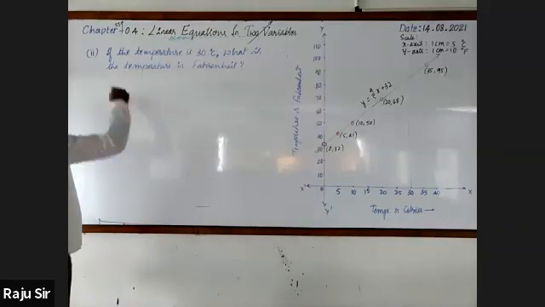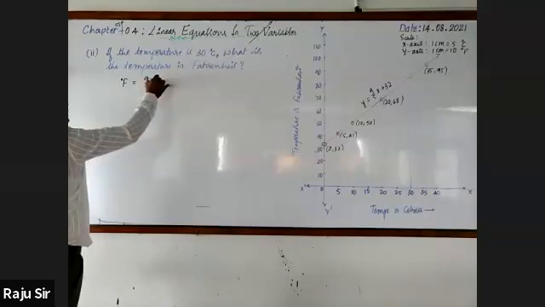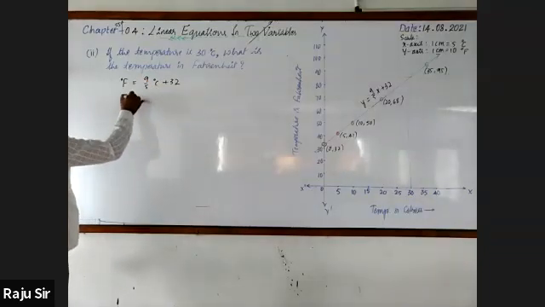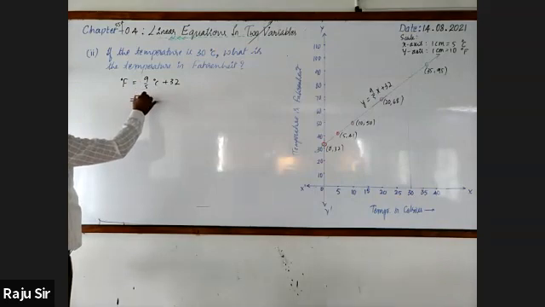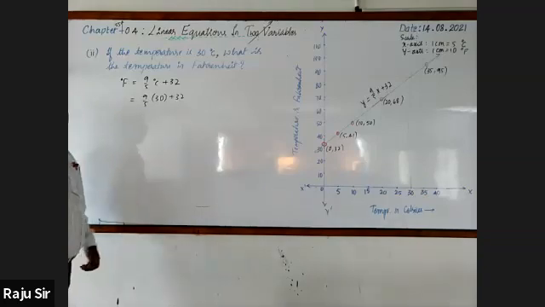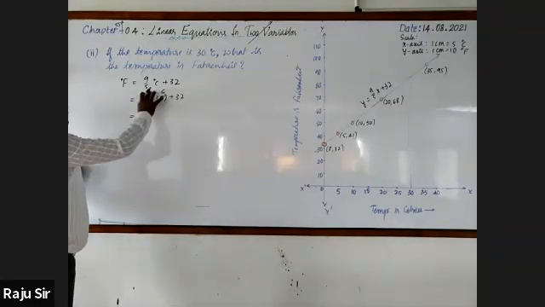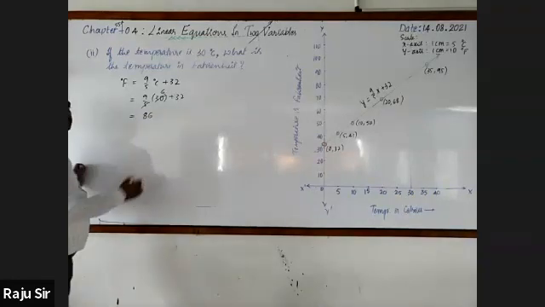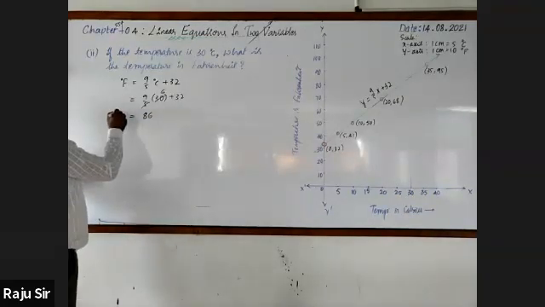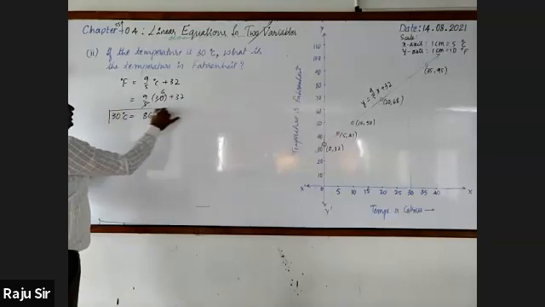You know that degree Fahrenheit is equal to 9 by 5 degrees Celsius plus 32. Temperature is given in Celsius: 9 by 5 into 30 plus 32. Let us calculate. 6 9s are 54, plus 32 is 86. Yes, sir. 30 degrees Celsius is equal to 86 degrees Fahrenheit.